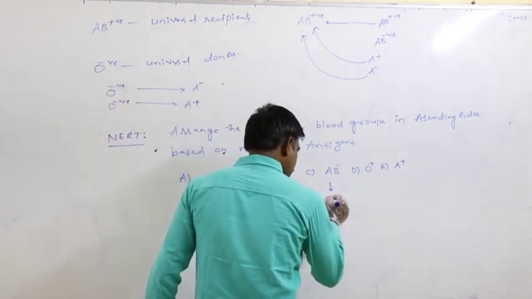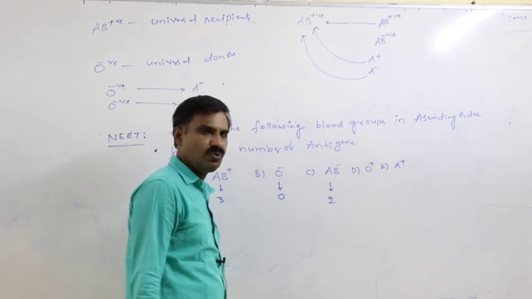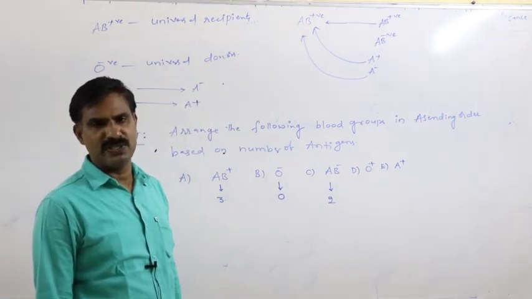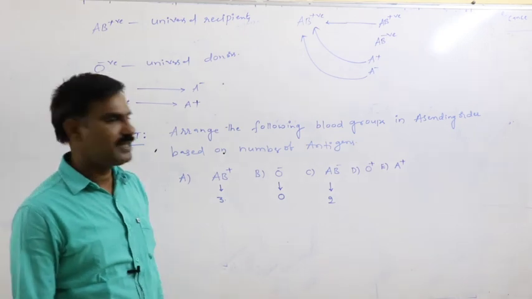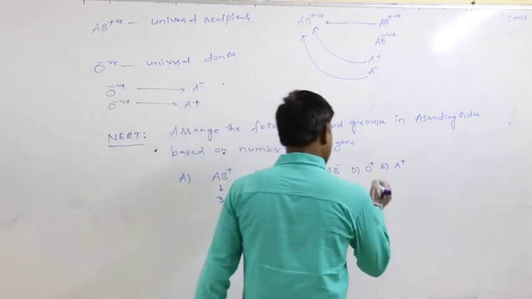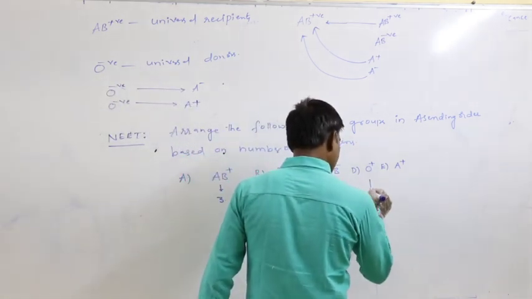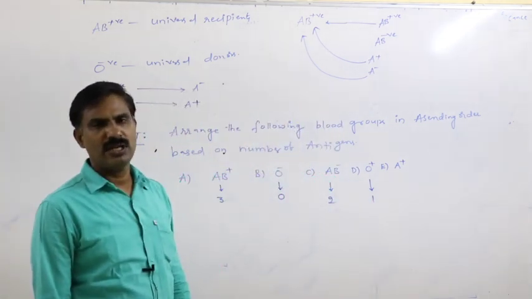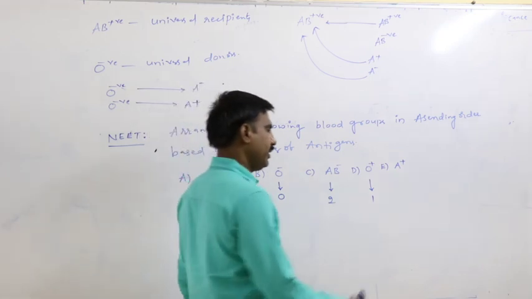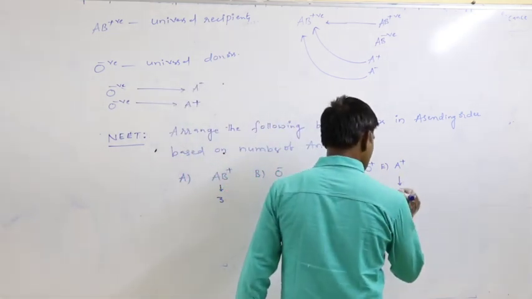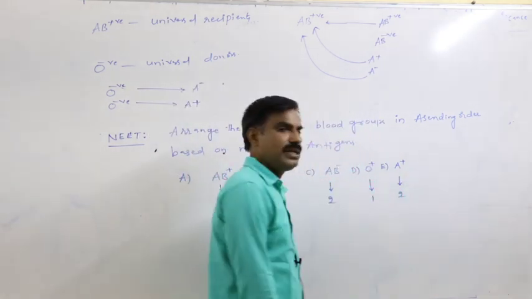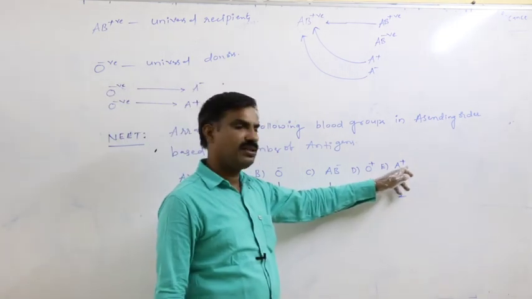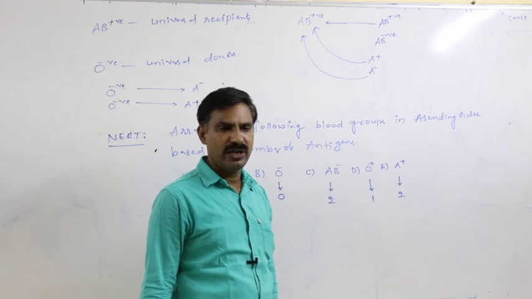In AB negative person, only normal antigens such as antigen A and antigen B are present, Rh antigen is absent. Again in the O positive person, Rh antigen is present but normal antigen is absent. In A positive person, normal antigen A is present, Rh antigen is present, totally they are 2 in number.